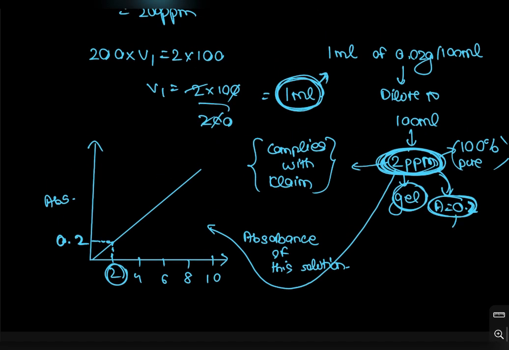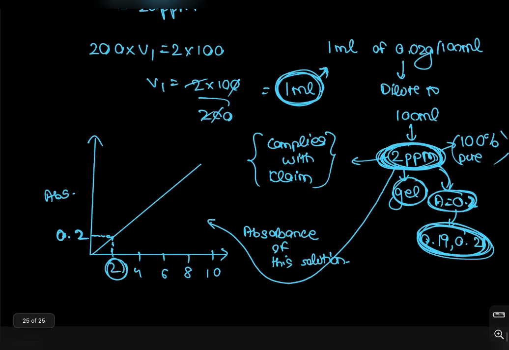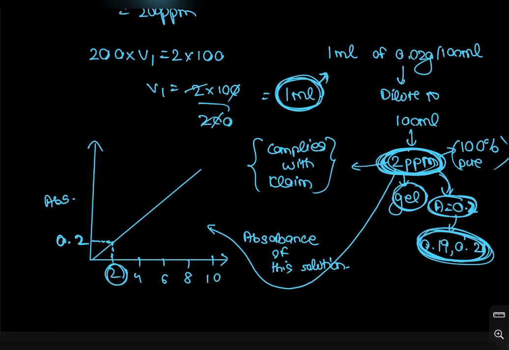But let's say you get the absorbance to be anything other than 0.2. Let's say you get 0.19 or 0.21. These are cases wherein there is a tiny amount of deviation, which means either you made an error while diluting the solutions in this entire assay method, or you made a mistake while formulating the solution. But this is still acceptable, usually. It just depends on how potent the drug is.